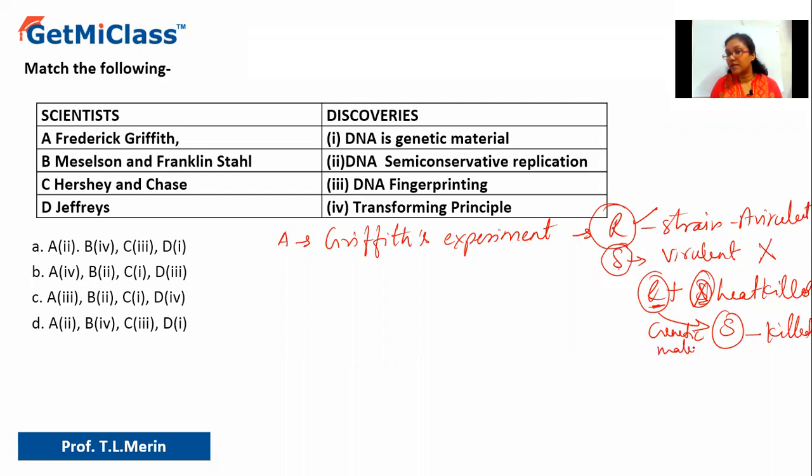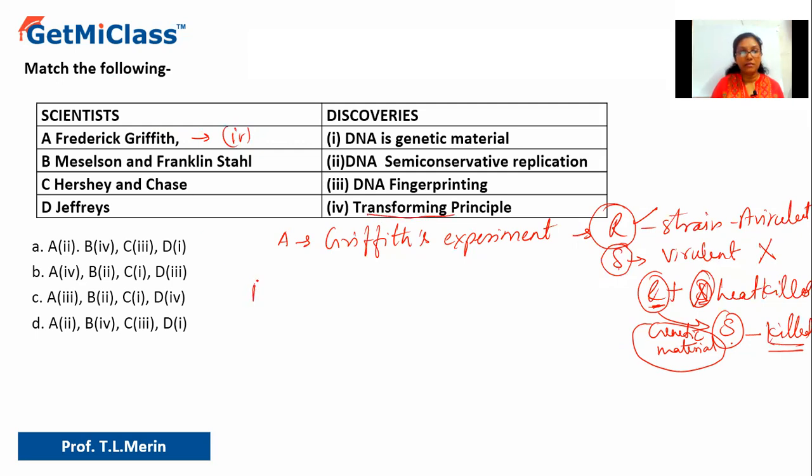So he said that because it has taken up the genetic material of the heat killed S strain, the R strain, that is the avirulent strain, got converted to virulent strain, and that is how it killed the mouse. But he did not know the nature of this genetic material. So he said there is a transforming principle and the genetic material is the transforming principle. So A will match up with the fourth one, this is transforming principle.